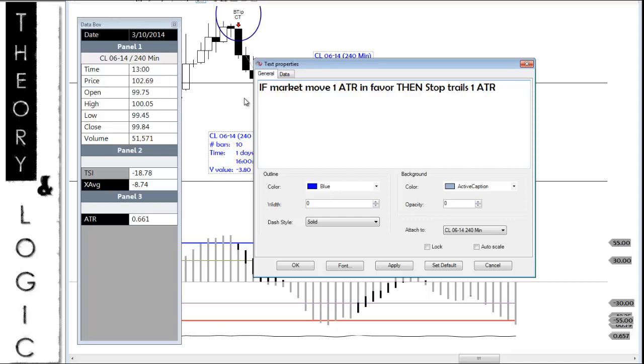I could say stop trails to break even. We could say stop trails to break even plus 10. So these are variables that I can now test.